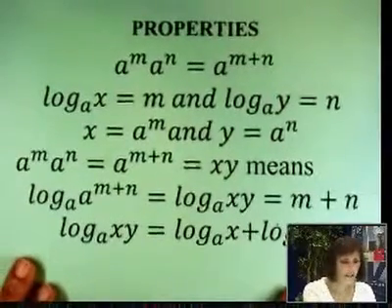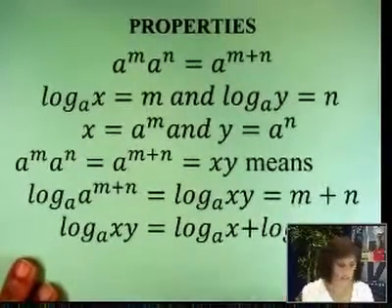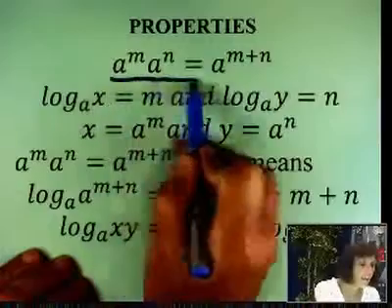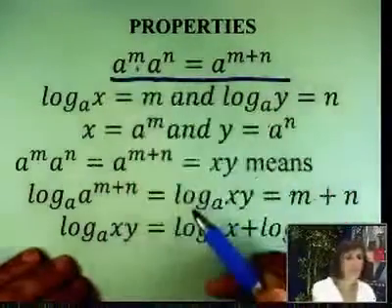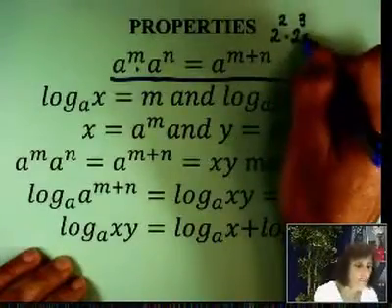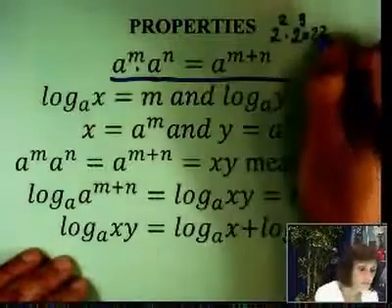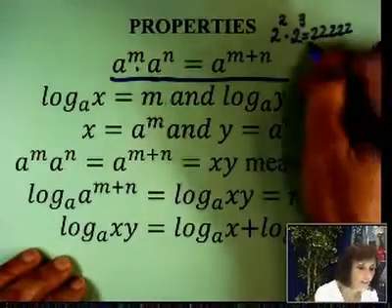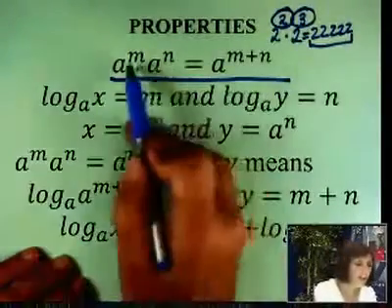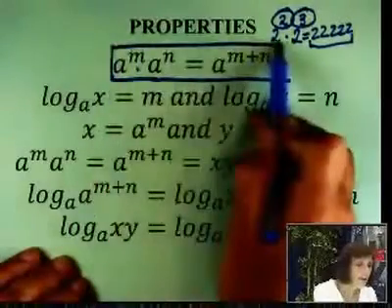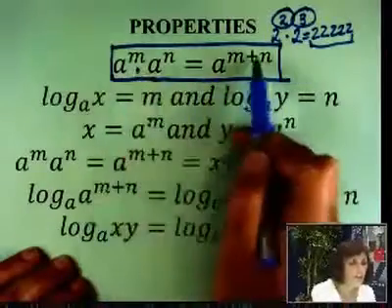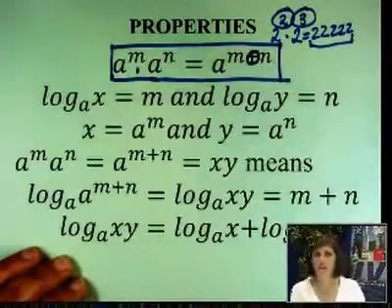Okay, properties, product property. I'm going to start with the exponent, and we're going to go to the logarithm. A to the m times a to the n. Something like this: 2 to the second times 2 to the third. 2 to the second is 2, 2. 2 to the third is 2, 2, 2. Total of 5. What you end up doing is adding the 2 exponents. So, a to the m times a to the n is a to the m plus n. Even though there's a multiplication here, that's going to translate as an addition in there.